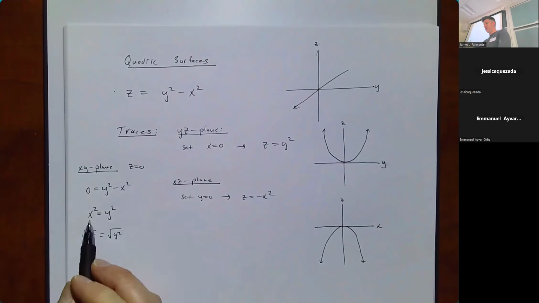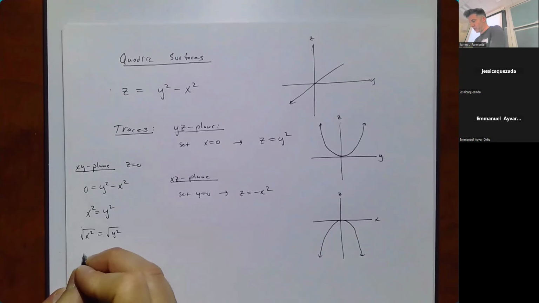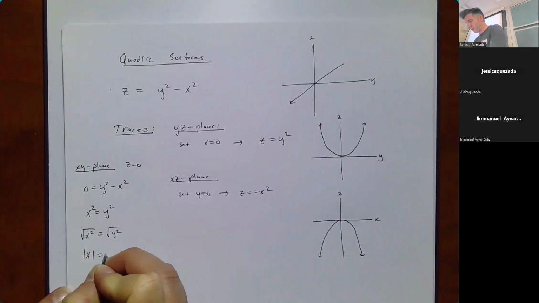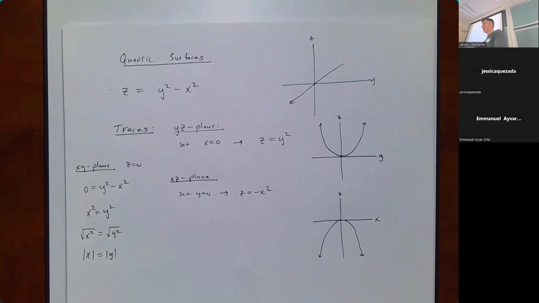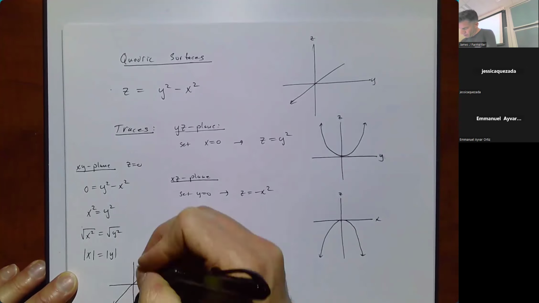You might notice that x or y could be positive or negative. Y could be 3 and x could be 3, or y could be 3 and x could be negative 3, or x could be 3 and y could be negative 3, or both of them could be negative 3. They can both be any sort of positive or negative of each other. So this equation actually boils down to the absolute value of x equals the absolute value of y, or in other words, y equals x or y equals negative x. So when we graph this, it's kind of weird. You get these two lines.